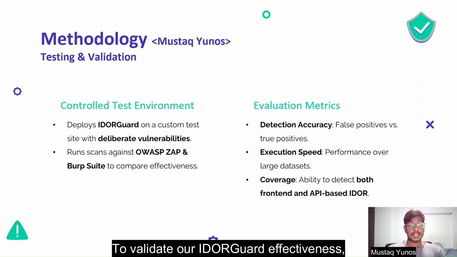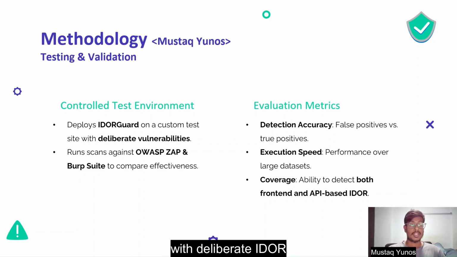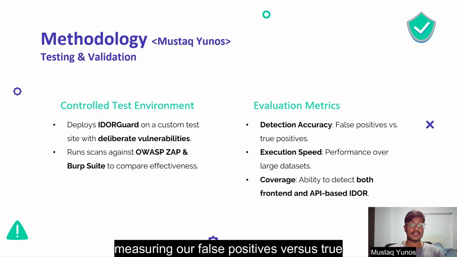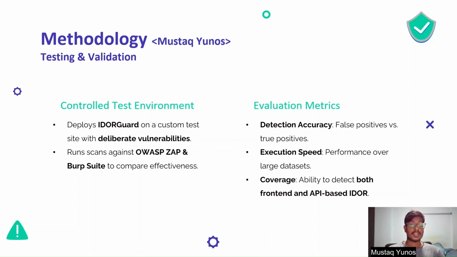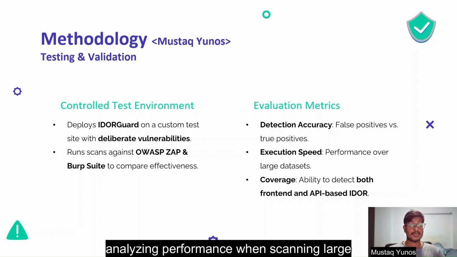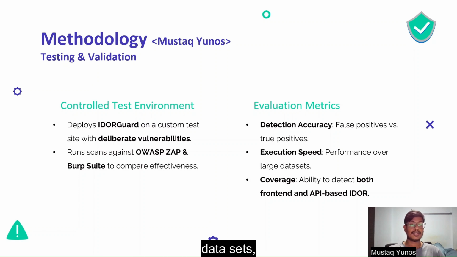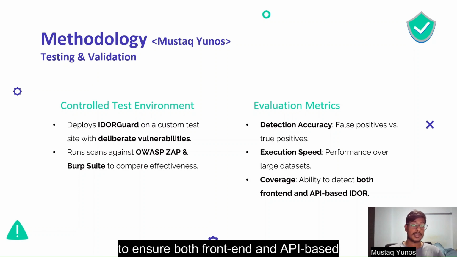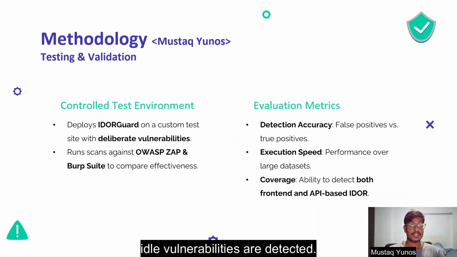To validate IDORGuard's effectiveness, we deployed it on a controlled test environment with deliberate IDOR vulnerabilities. We also compared it against OWASP ZAP and Burp Suite based on three key evaluation metrics. One of them is detection accuracy, measuring false positives versus true positives; second, execution speed, analyzing performance when scanning large datasets; and finally coverage, which ensures both front-end and API-based IDOR vulnerabilities are detected.